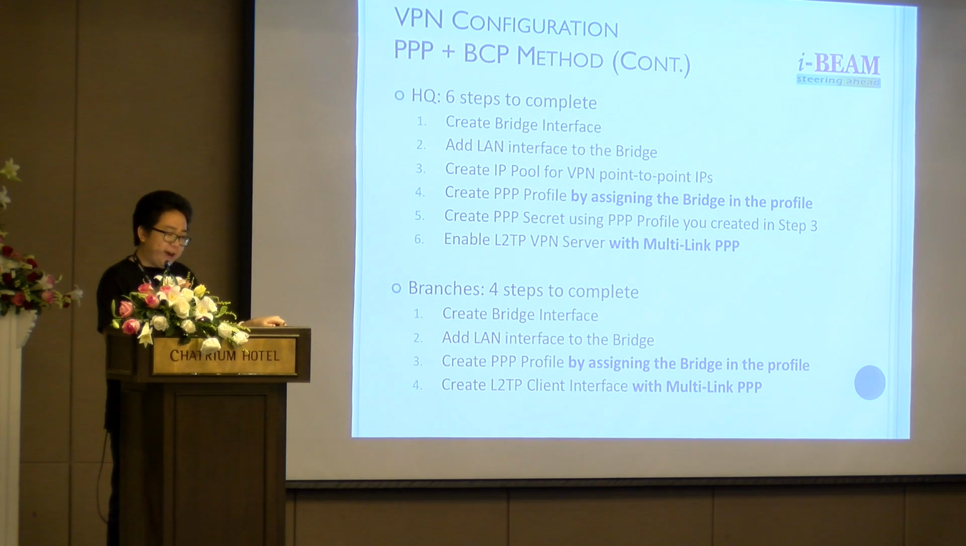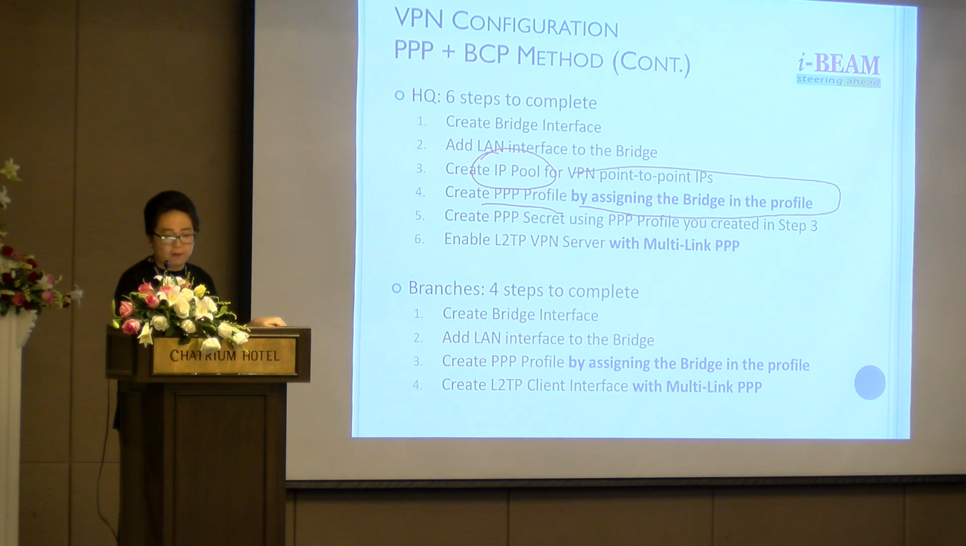Okay, you can see that in the head office here, we have more steps to do. But remember, this is only one time. In the head office, we need to create the bridge. We need to add the LAN interface to the bridge. And because we are using VPN, we need to create the IP pool for the VPN point-to-point IPs. And then we need to create the PPP profile, by assigning the bridge in the profile. What is this? This is BCP. Because as I mentioned, we need to use BCP to send Ethernet frames over the VPN.